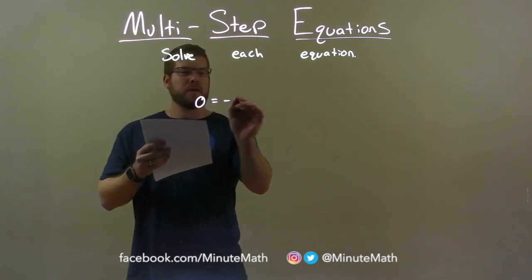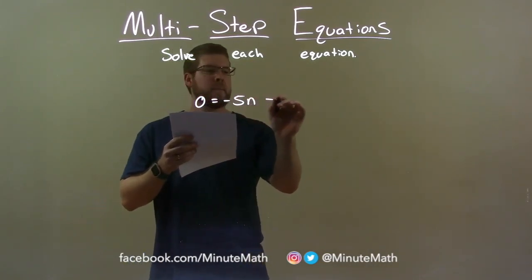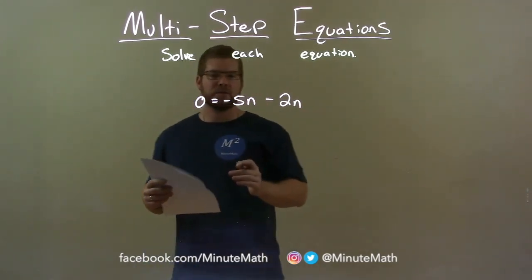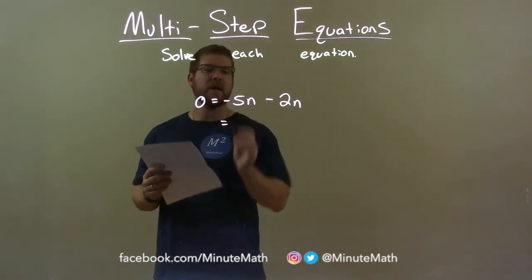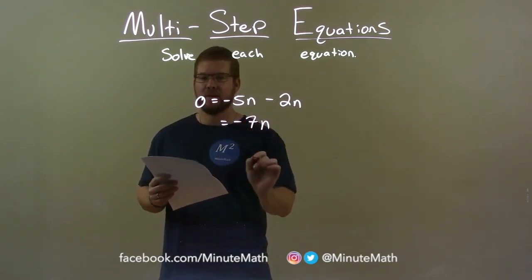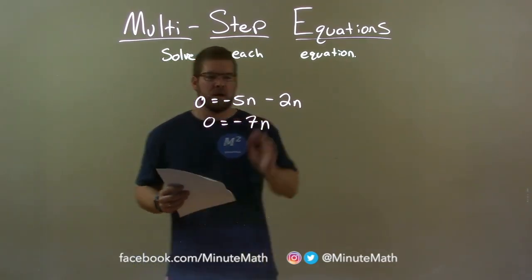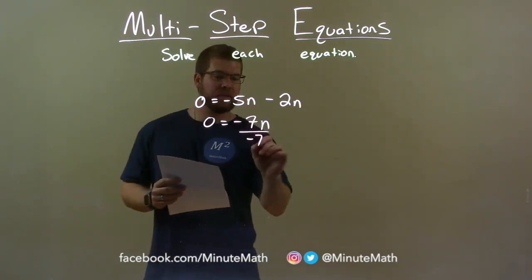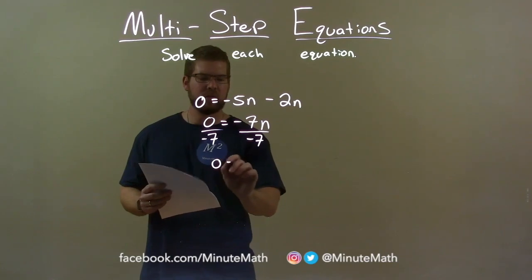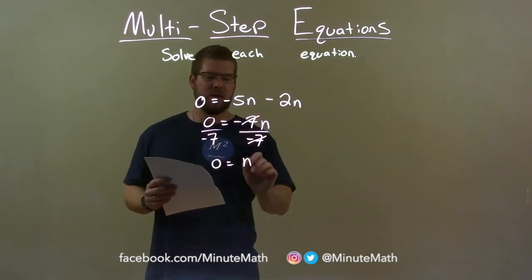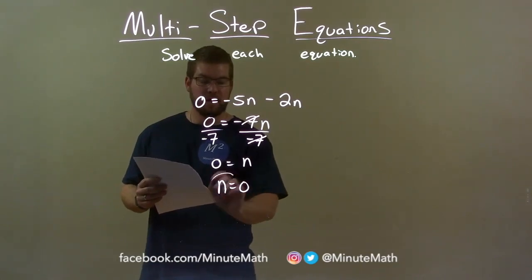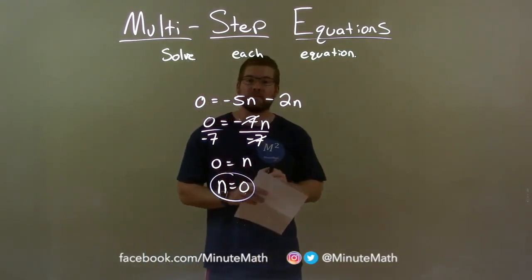0 equals negative 5n minus 2n. Alright? Well, I want to combine my like terms. On the right-hand side, negative 5n minus 2n is a negative 7n. 0 stays on the left. Divide both sides by negative 7 here. And 0 divided by negative 7 is still 0. 7's cancel, and we have n by itself. We can rewrite this to have n come first, so we have n equals 0, and there we have our final answer.